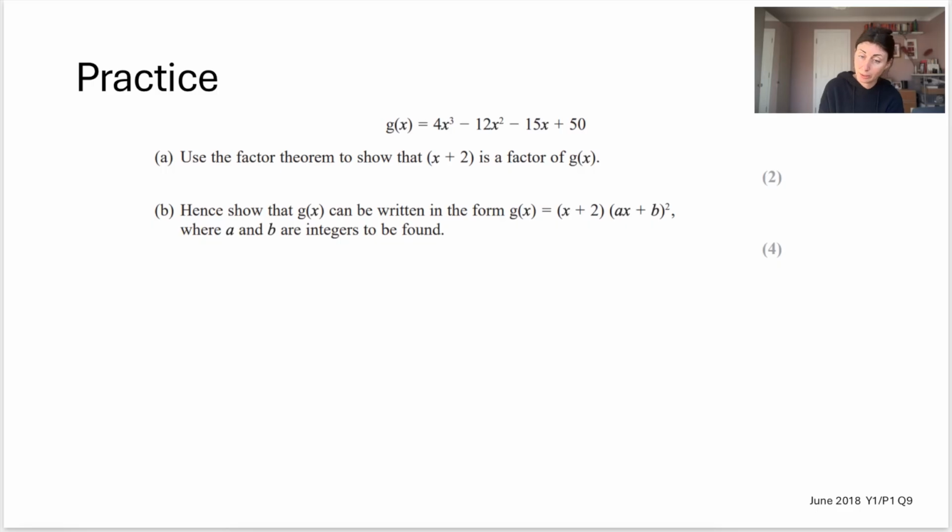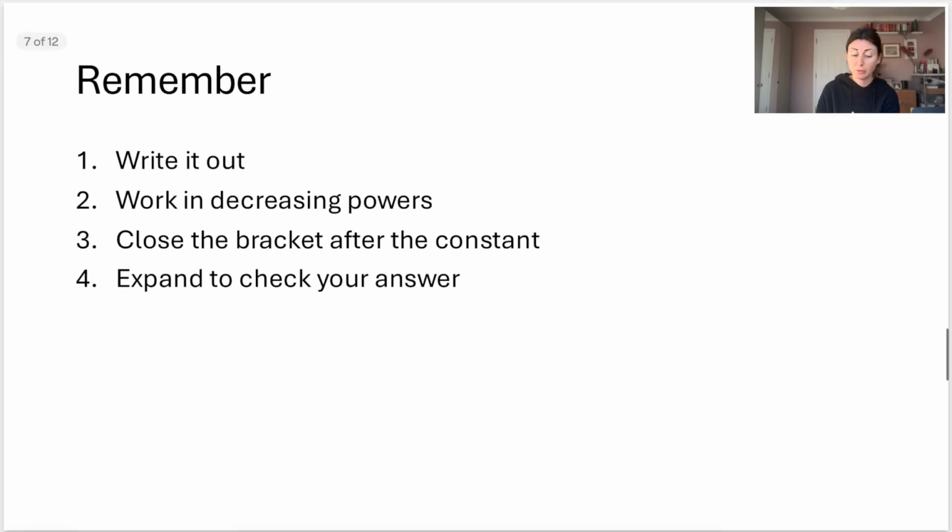This was a year 1 question. Some tips for your students are to write it out as I've been doing. Polynomial on the left, take out a bracket on the right, work in decreasing powers. So as you're factorising the polynomials, look at the cubes and then look at the squares and then look at the x, and then we finish with the constant. And then we close the bracket after the constant so they know that that's when it's ended.